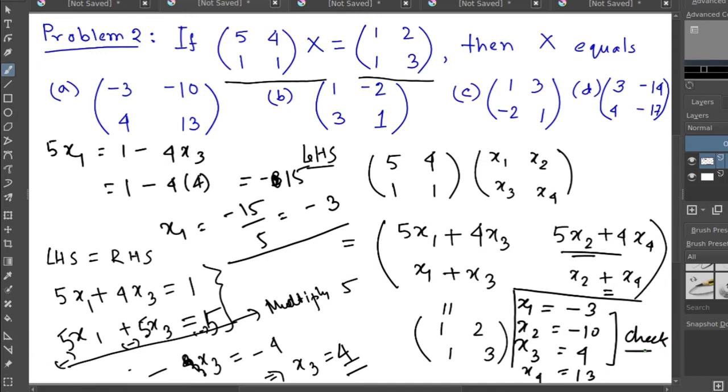Now obviously you can check that this is exactly matching with -3, -10, 4, 13. So this is exactly matching with option 1. So this is the correct one. If you check -3, -10, 4, 13, this option is correct.